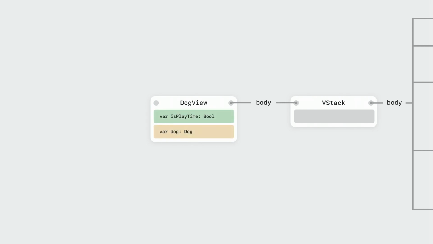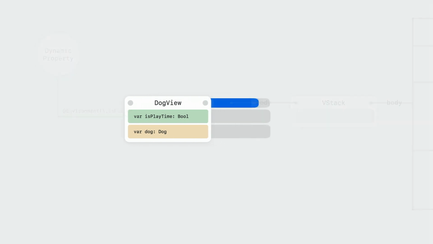Each child view is dependent on the view value that gets produced by its ancestor. But there are other forms of dependencies too. Dynamic properties are a common source of dependencies as well. For example, the dog view reads whether it's playtime from the environment by using the @Environment property wrapper. Therefore, it's dependent on both the value produced by its parent and the value from the environment.